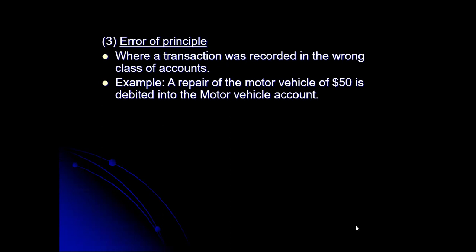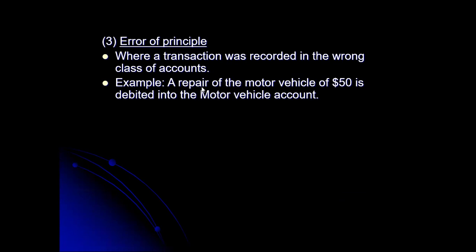Now, when we repair motor vehicles, we are not adding value to motor vehicles. Hence, it's a revenue expenditure. This $50 should have been debited to repair expense, but it has wrongly been debited into motor vehicle account, indicating that it's a capital expenditure. This is wrong, because if we debit an expense into an asset, it means that amount has to be depreciated. In this case, this is merely an expense.